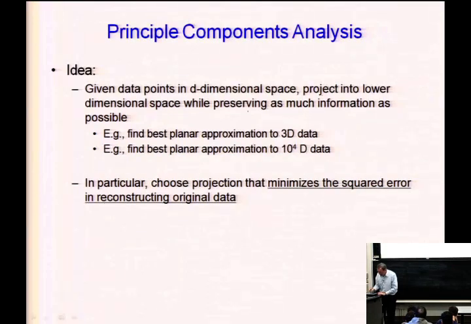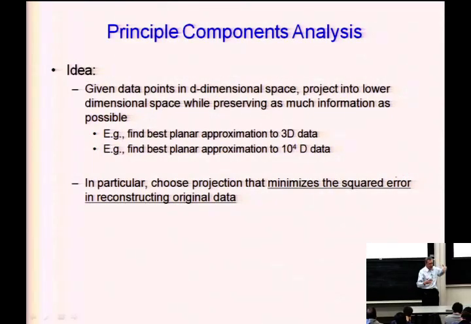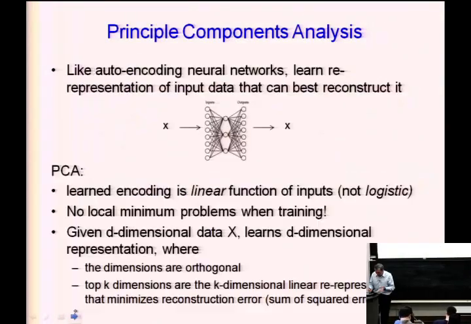So generically, we assume we're given data points in d-dimensional space. We want to project them into some lower dimensional space. For example, we might want the best two-dimensional planar approximation to points that exist in three-dimensional space or higher. And with principal components analysis, we end up having a guarantee that if we use this approach, we have a re-encoding of our input that minimizes the sum of squared error when we go to reconstruct it.